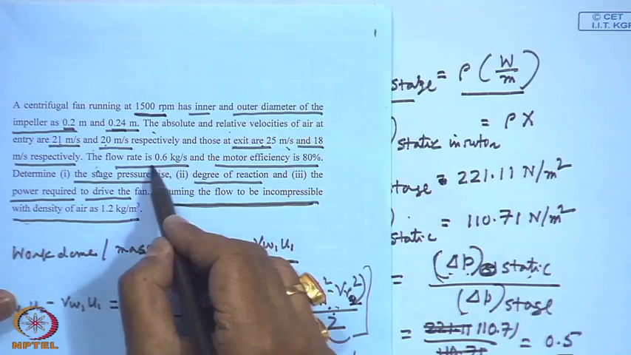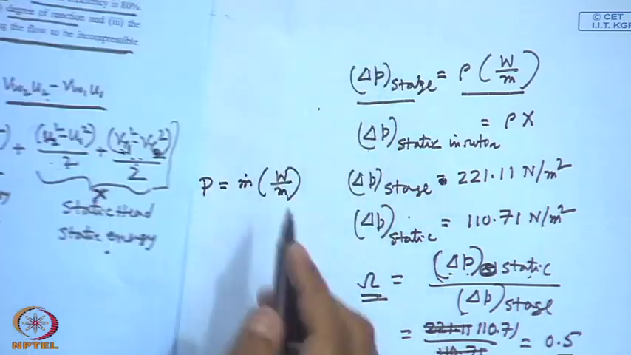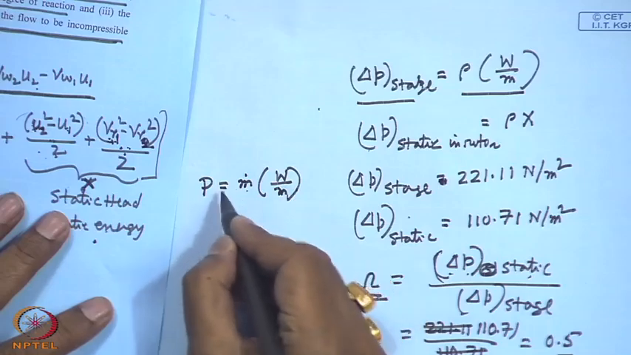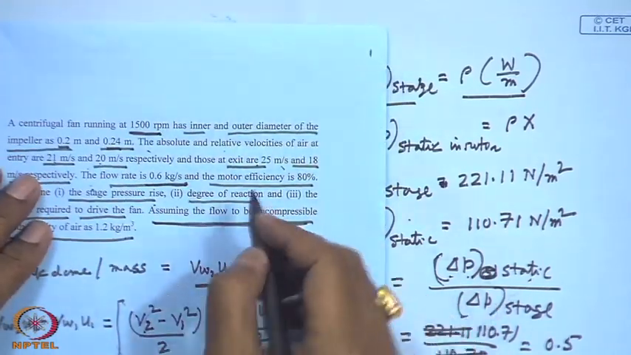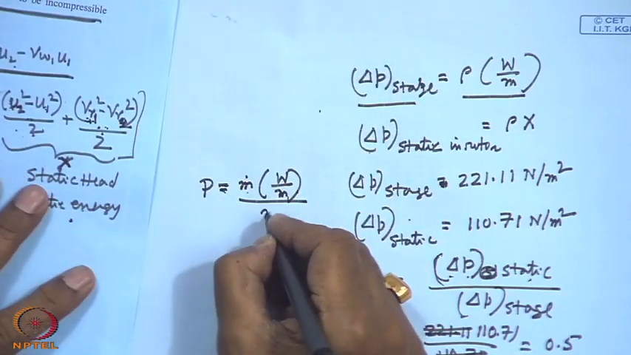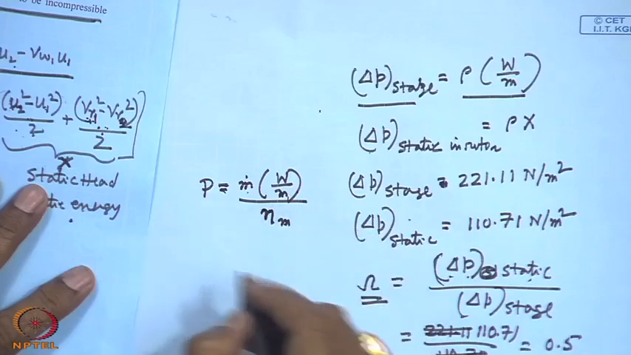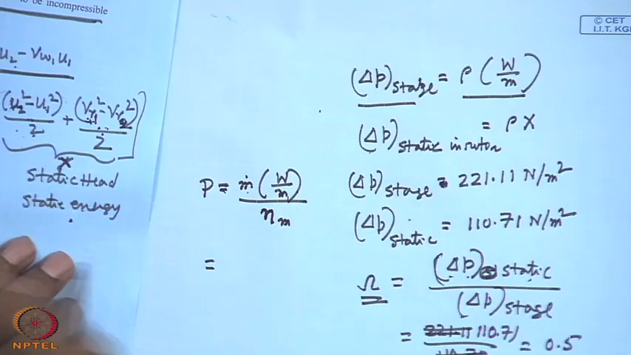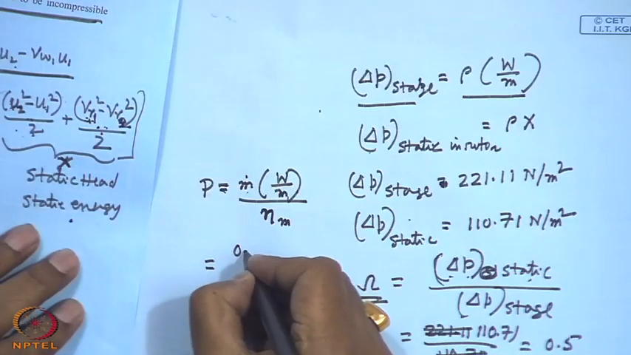The flow rate is 0.6 kg per second. So, therefore, 0.6 kg per second is the mass flow rate, times W by M, divided by the mechanical efficiency. Probably there is a motor efficiency of 80%. That means you write the motor efficiency in the denominator. The mass flow rate is given in this problem as 0.6 kg per second.